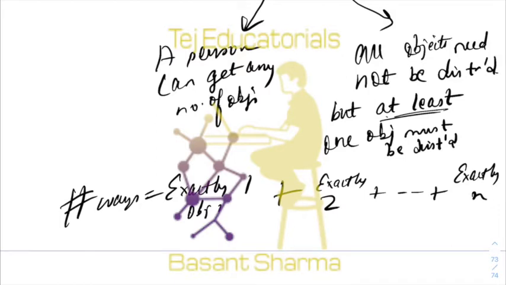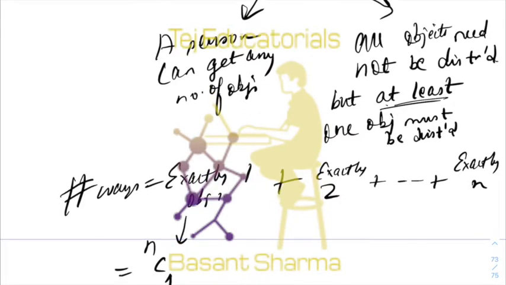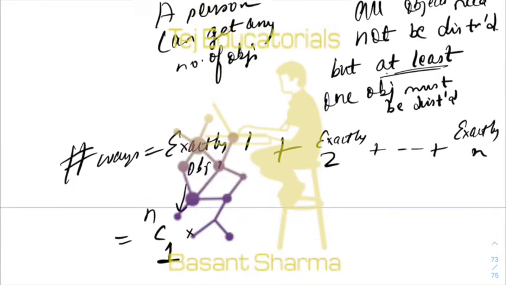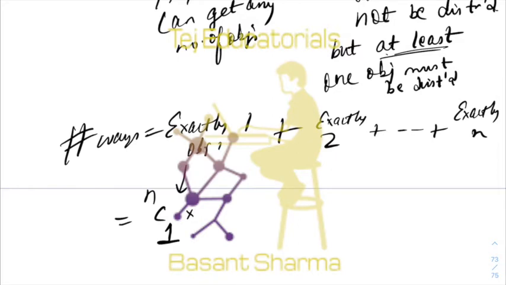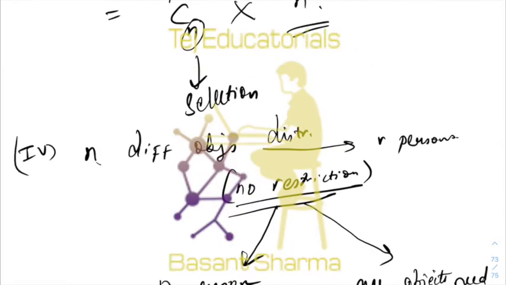Now, if exactly one object is distributed, then first of all, select the object that you want to distribute. Select the object out of the n objects that you want to distribute, and then you can distribute that selected object amongst r persons without any restriction, using the second point, which was this thing.